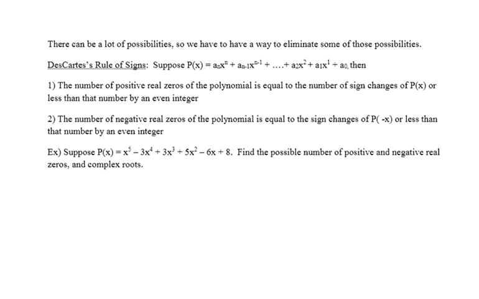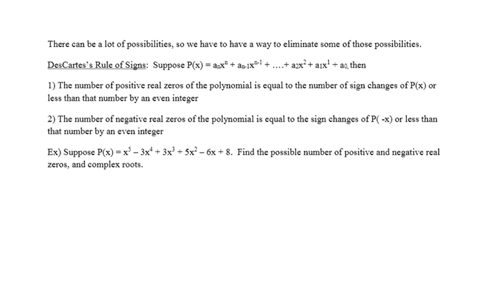So suppose you have a polynomial function equation. The number of positive real zeros of the polynomial is equal to the number of sign changes of the original polynomial function, or less than that number by an even integer. And the number of negative real zeros of the polynomial is equal to the number of sign changes of p of negative x, or less than that by an even number. All right, so let's take a look at an example for this.